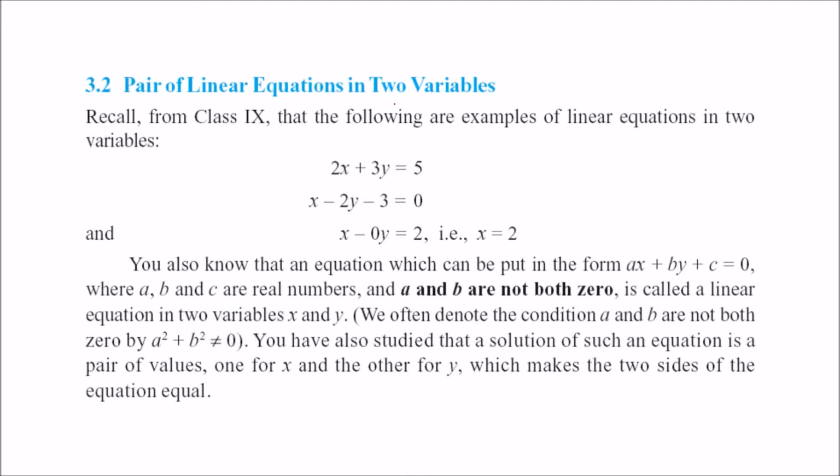So the pair of linear equations in two variables is like this. You have an equation like this. So this is x, this is y. We can make one more equation. We can have various equations. So any equation of this form ax plus by plus c is a linear equation. Pair means there have to be two equations.